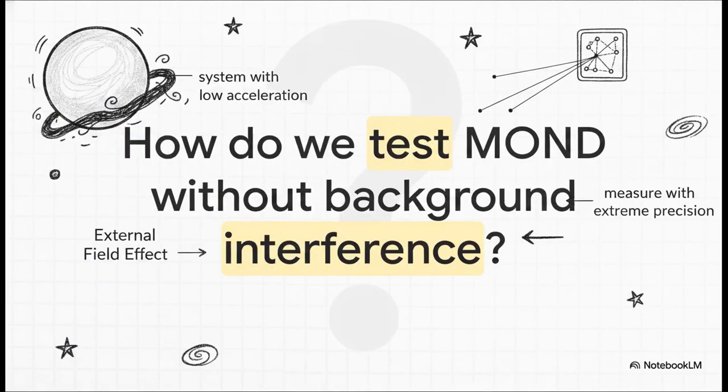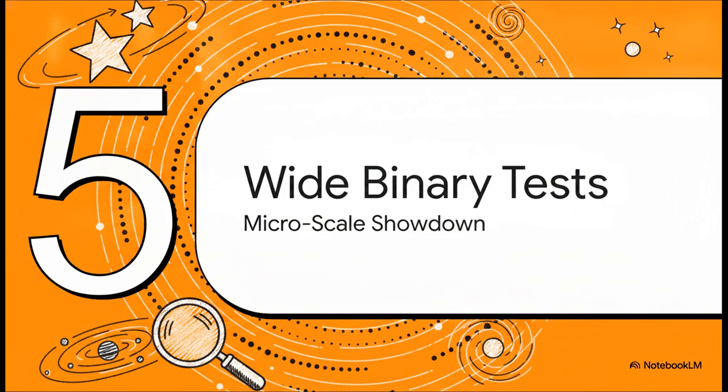So, this begs the question, how do we actually test MOND without that background interference? The crucial point is finding a system with low acceleration that is isolated enough to avoid this external field effect. Which brings us to Part 5, wide binary star tests, the microscale showdown.